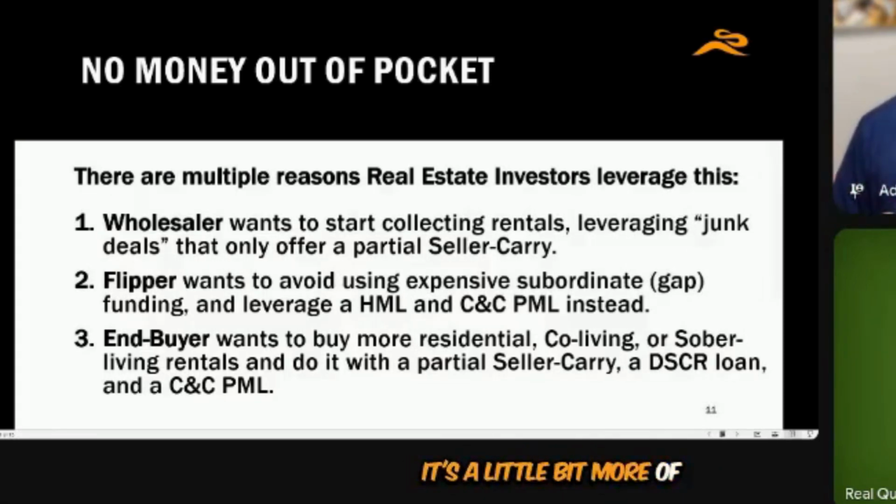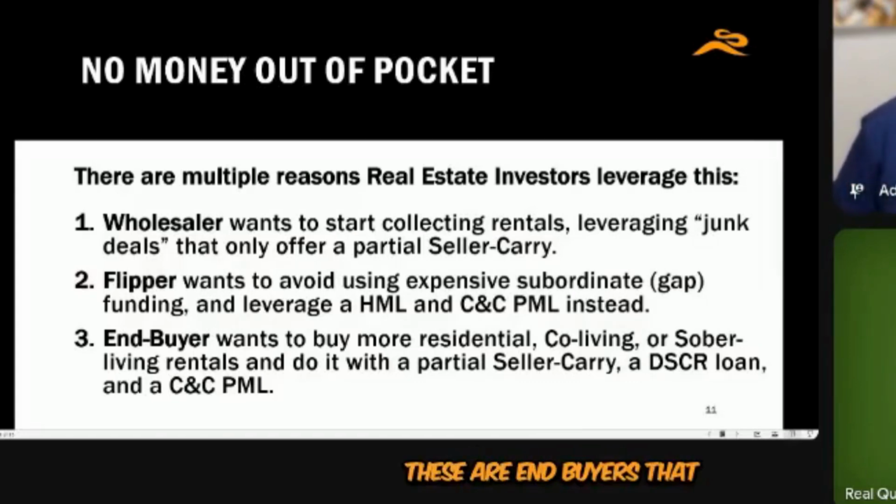It's a little bit more of a simple model for a flipper, really, at the end of the day, but they're essentially using a partial carryback, and that helps them avoid borrowing subordinate or second position or gap funding, or whatever you want to call it, to complete their transactions. They can use a single hard money lender, use the carryback instead of gap lending, which saves them a ton in fees since that's incredibly expensive money to borrow. And then they can get their flip done and get out.